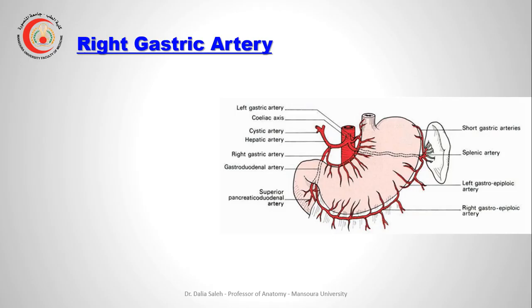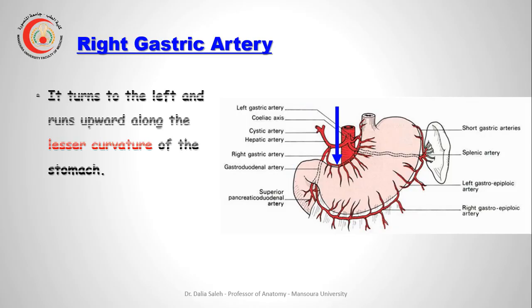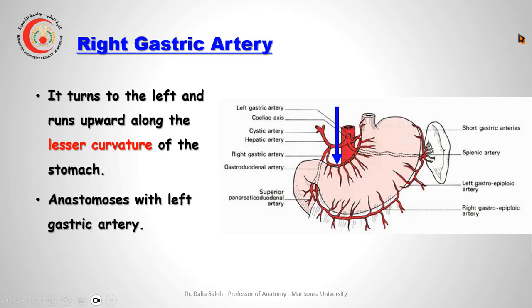The other branch from the common hepatic artery is the right gastric artery. Here, it turns to the left and runs upwards on the lesser curvature of the stomach to anastomose with the left gastric artery. And both arteries supply the stomach.